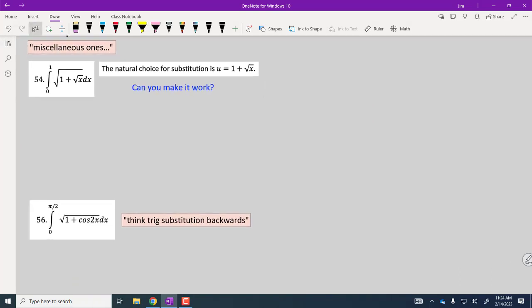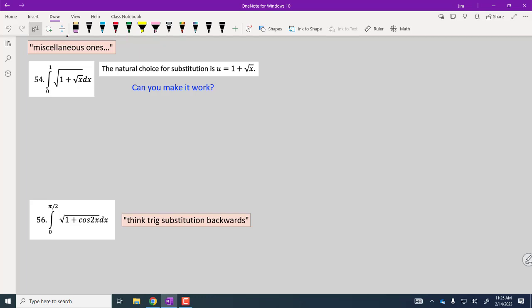Two little weird miscellaneous ones. Integration, again, is you've got to be like a detective, and it's not trivial because it's not like a derivative. A derivative, you just do it. If it's a product rule, you use the product rule. If it's a quotient, use the quotient rule. If it's a power, use the power rule. Integration, all bets are off.